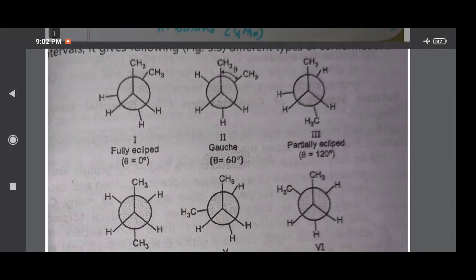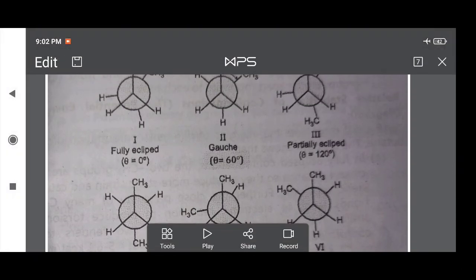Here, fully eclipsed conformation is also called syn periplanar. The three conformations, number first, third and fifth, at dihedral angles 0 degree, 120 degree and 240 degree, are eclipsed conformations. These are again sub-classified into two types: fully eclipsed, also called syn periplanar.